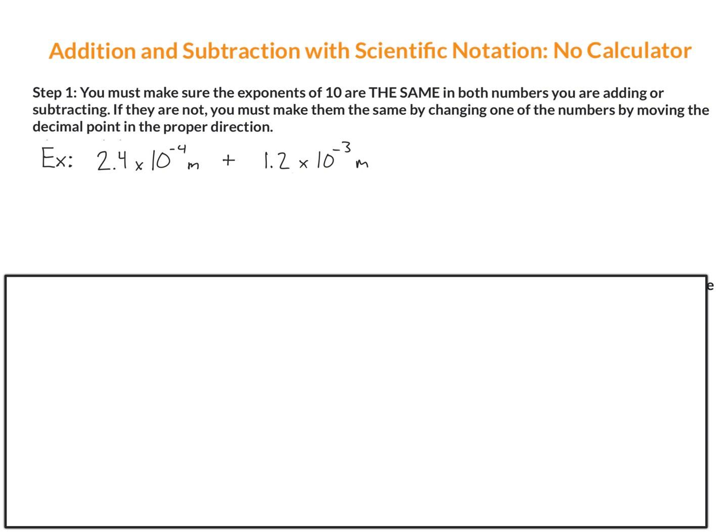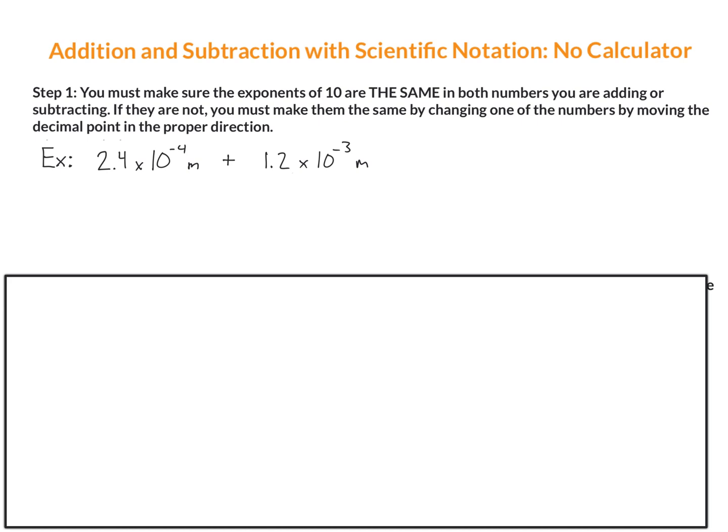So, if we look at our example here, are they the same? Well, we have 2.4 times 10 to the negative 4 meters plus 1.2 times 10 to the negative 3 meters. So, our exponents of base 10 are not the same value. So what do we have to do? Well, we have to have them the same, so our option is to use what we've learned in the last couple slides to make them the same. Yes, we're allowed to do that. Once we've made them the same, then we can add them together. That's all we have to do.